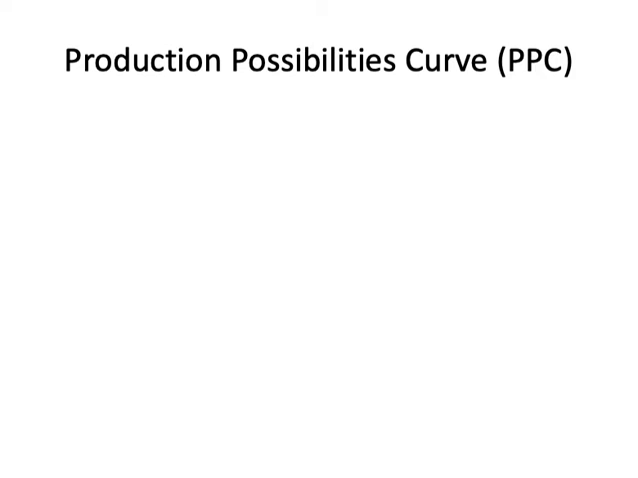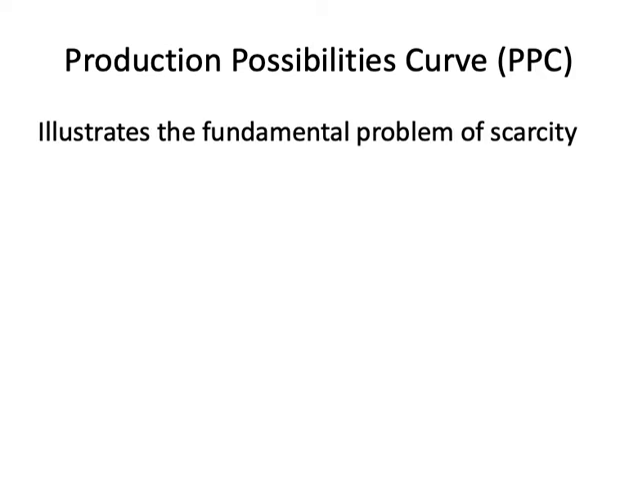So the production possibilities curve is an important thing in economics, and you want to understand it, as it illustrates the fundamental problem of scarcity, which we talked about last lesson, okay? Scarcity being one of the key factors in the problem of economics and why we study economics, because we need to solve this problem of scarcity versus unlimited wants, right?